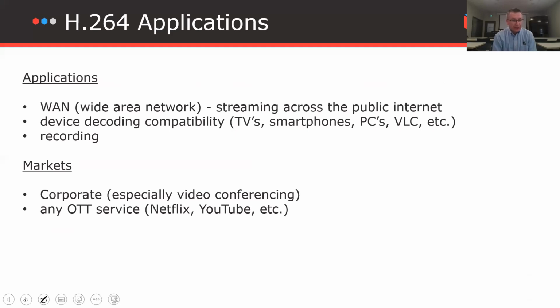The big application for H.264 is the wide area network. If I'm trying to stream information across the public internet, which as everybody knows has limited bandwidth, we need a codec like H.264 to get that information across reliably. We're not going to be able to stream a 10 gig signal from SDVOE across the public internet. It just won't get there. It's a great codec for compatibility. Virtually all of your TVs, smartphones, and PCs have an H.264 soft codec decoder built into them. So when you're picking up a stream, it's able to decode it and show it to you. And they're big for recording applications as well.